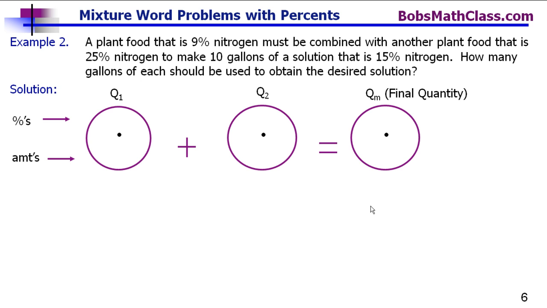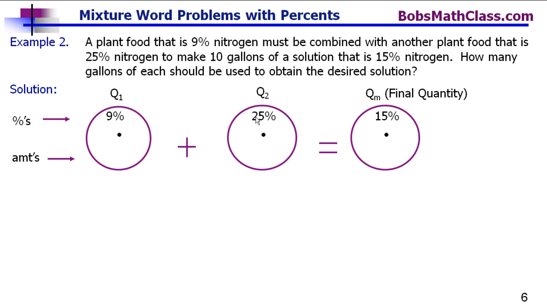So draw out your circles. We're going to put our percents at the top and our amounts at the bottom. So percents, we're adding a 9% with another one that's 25%. Okay, that's those two. And we want to make 10 gallons of a 15%. That looks good, the 15% at the end. It's right in between these first two.